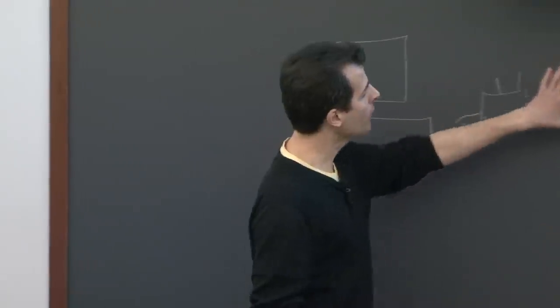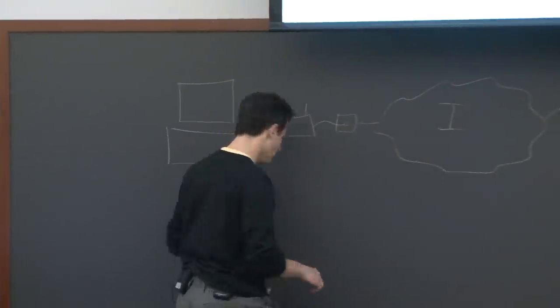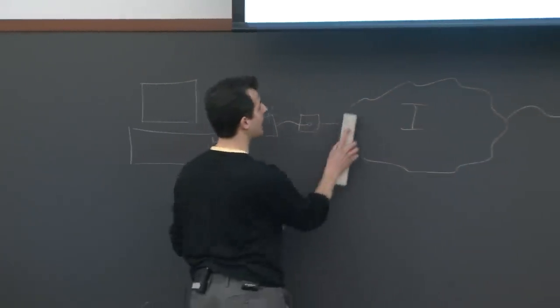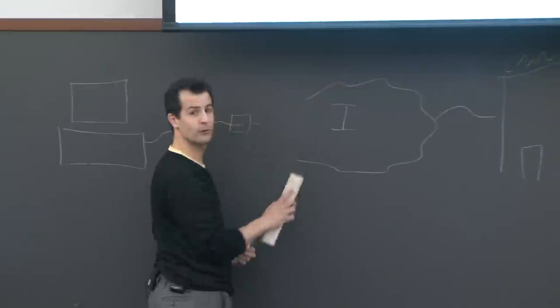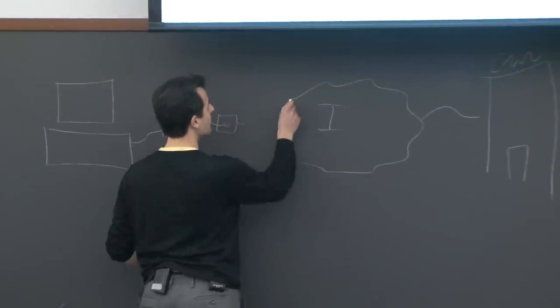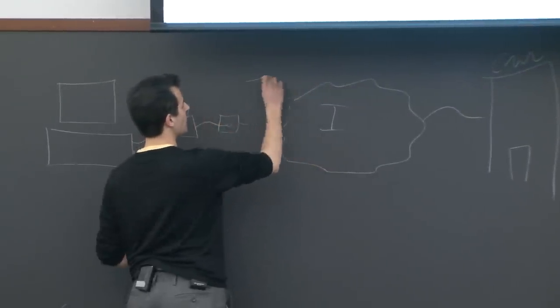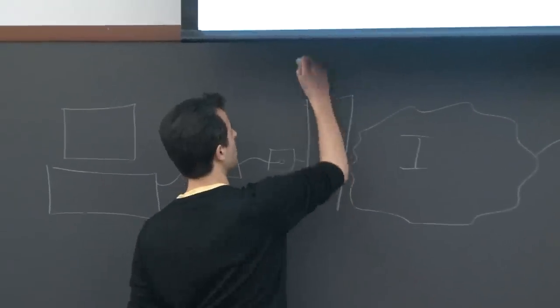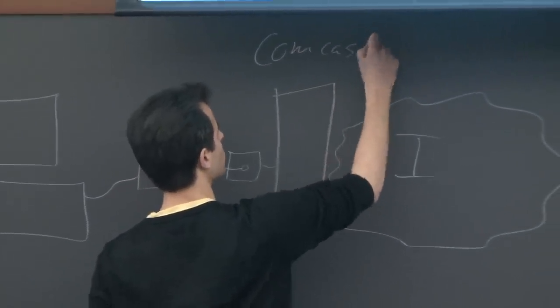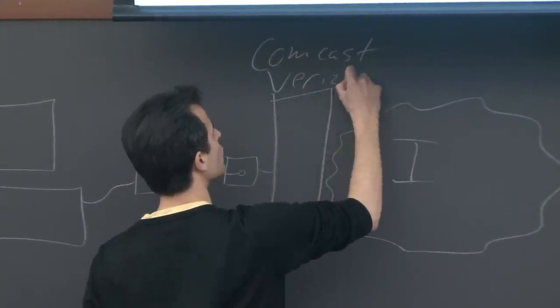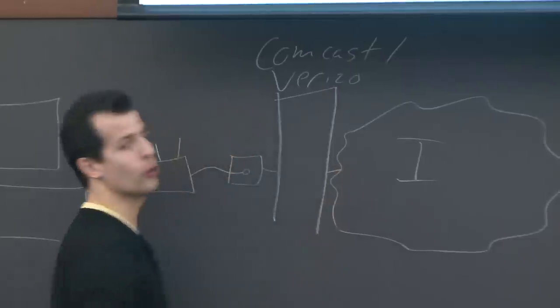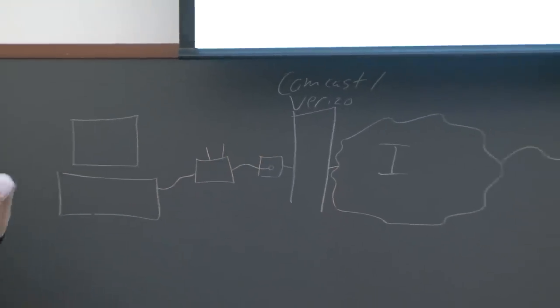So somewhere in here, and we simplified a little too much, somewhere in here is my so-called ISP. Sorry if you're drawing in pen. Somewhere in here, let me interpose my cable modem or my DSL company. And this will be Comcast, if you're local here, or Verizon, or someone like that. And they, in turn, are connected to the internet, and I, in turn, am connected to them.